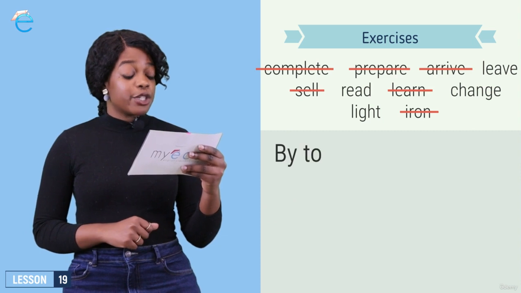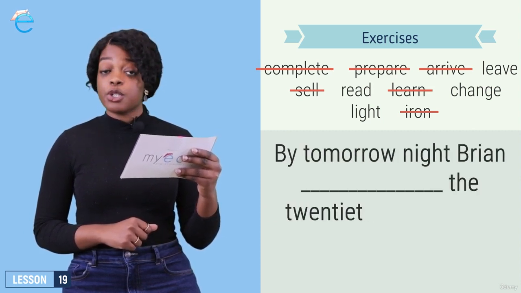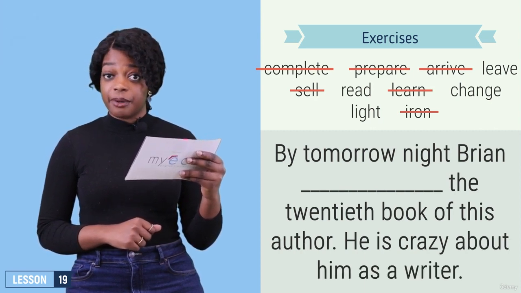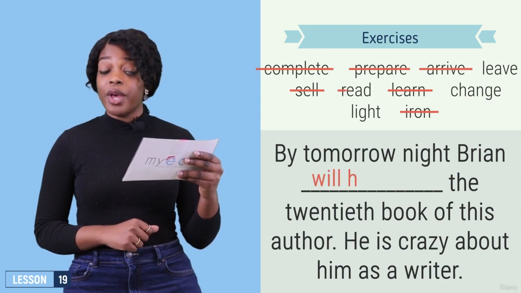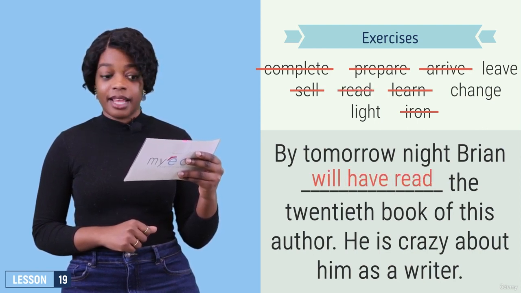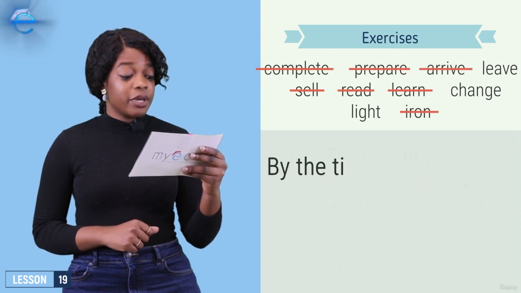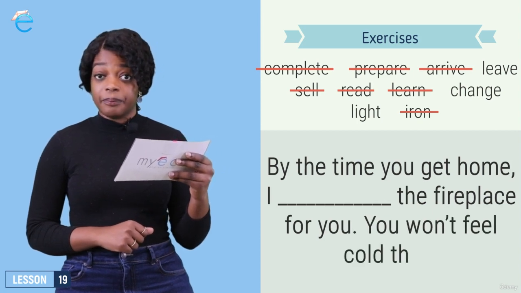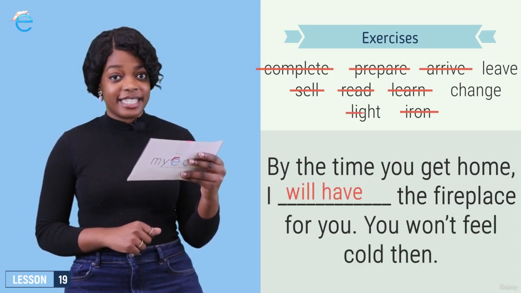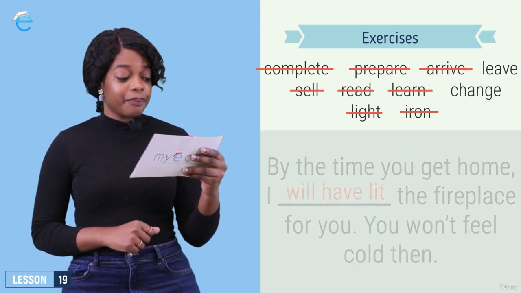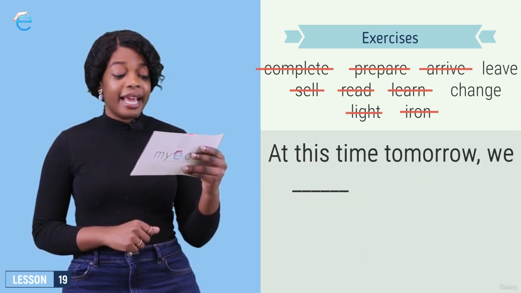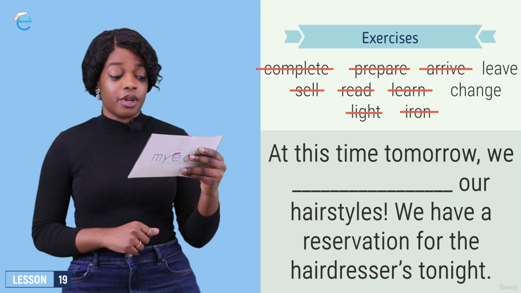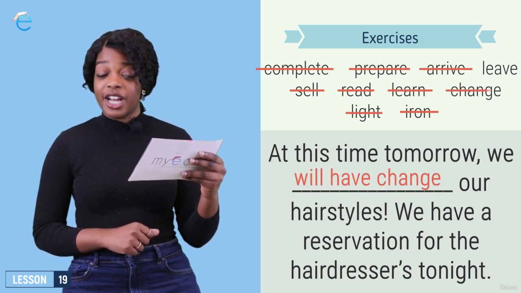Number 7. By tomorrow night, Brian blank the 20th book of this author. He is crazy about him as a writer. Brian will have read. Number 8. By the time you get home, I blank the fireplace for you. You won't feel cold then. I will have lit. Number 9. At this time tomorrow, we blank our hairstyles. We have a reservation for the hairdressers tonight. We will have changed our hairstyles.